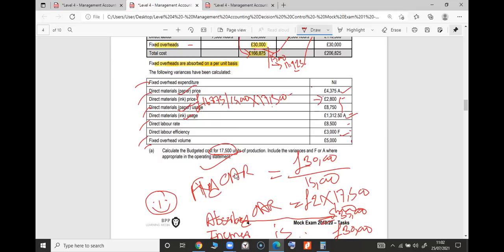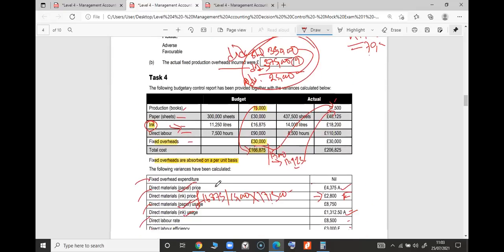2,800, was that favorable or adverse? Can you please tell me? We have done it, I remember. Favorable. Thank you, Umit. Okay, we don't need to do it then. Then material usage, paper usage variance. Can you please do it now? Material usage variance, to find out favorable or adverse.